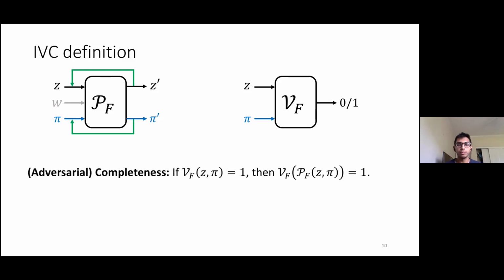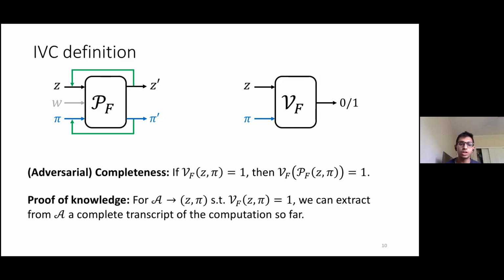Right, so the properties we want are completeness, which means that basically you can keep extending the chain. So if the current proof is valid, then an honest prover can take that valid proof and then prove the correctness of the next step in the computation, right? And for proof of knowledge, what we want is that if the verifier accepts a given input, proof pair, then we can extract from that adversary a complete transcript of the computation so far. So basically, all the intermediate state we can extract, and it'll correspond to a valid sequence of computation steps.